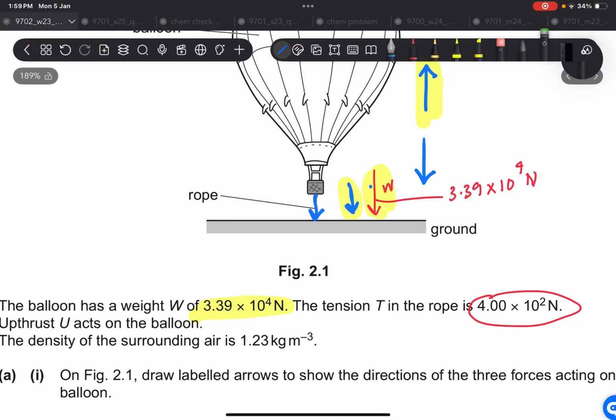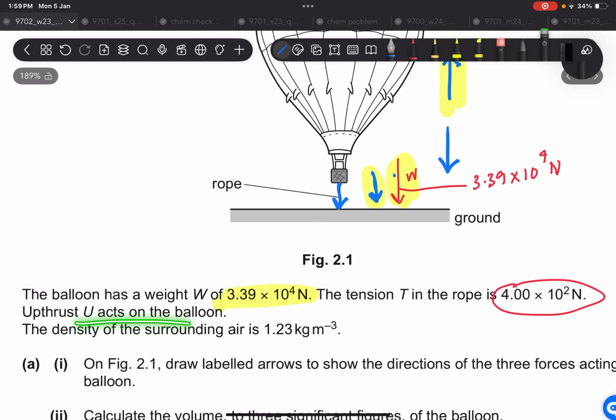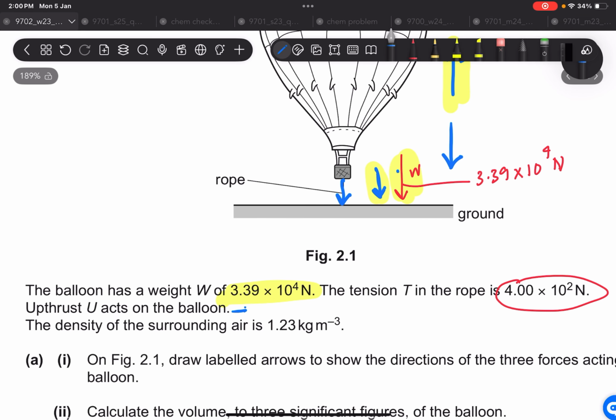So now, upthrust U acts on the balloon. We know there's going to be an upward force. The density of the surrounding air is this. We're given the density and we're told that we have a force called upthrust. Now, I know the formula of upthrust. I quickly write my formula. Upthrust equals rho Vg. And I'm given rho as well.